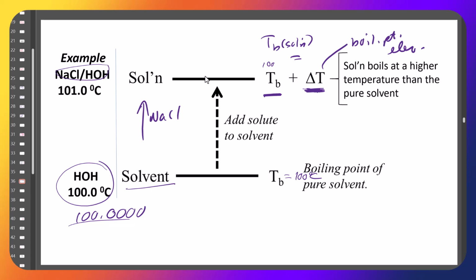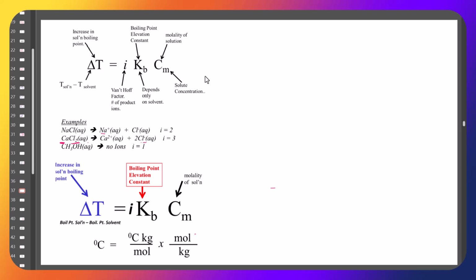Well, Van't Hoff figured out how to compute this delta T so that we didn't need to go into the laboratory and actually measure the boiling point of every solution out there. We can predict it in advance. So the equation that allows us to compute the boiling point elevation, I call it here increase in boiling point, delta T, change in boiling point. We can compute it by multiplying three factors together: i, Kb, and Cm.